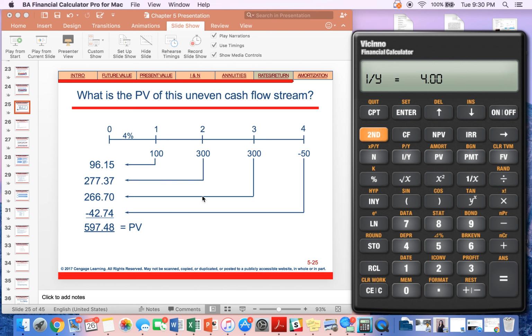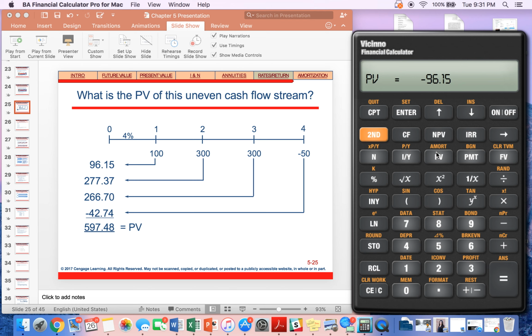Let me say that again. I know that this stream is technically an annuity stream, so your first instinct might be to take this $100 and plug it in for the payment. But because we are solving for this $100 individually and trying to find its present value, that payment actually is the future value. So we're going to put in 0 for the payment, and then put in $100 for the future value. If we compute, we will have a present value of $96.15.